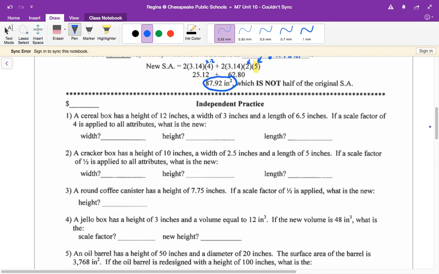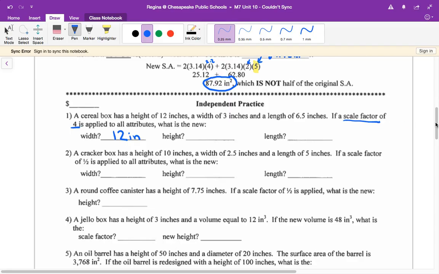On the first page, they're just asking you to apply some scale factors. So we have a scale factor of 4. They give you the original height, width, and length, so you're just going to multiply and get new measurements. My width was 3, so when we times that by 4, we're going to have 12 inches. Our height was 12, we're going to times it by 4, and write the answer here. Our length, 6.5, times it by 4, put your new length here. Don't forget to put inches with it.